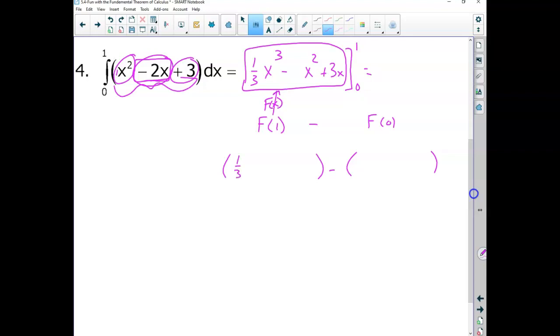So I get a third, 1 cubed minus 1 squared plus 3 times 1. And then that's all 0. So I just get 1/3 minus 1 plus 3. So that's 1/3 plus 2, which is 2 1/3. So I could leave that as 2 1/3, or I could also call it 7/3, is how my calculator is probably going to put it out. And that is the exact area from 0 to 1.